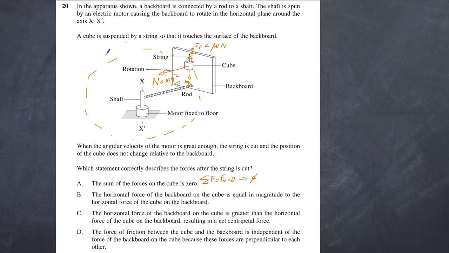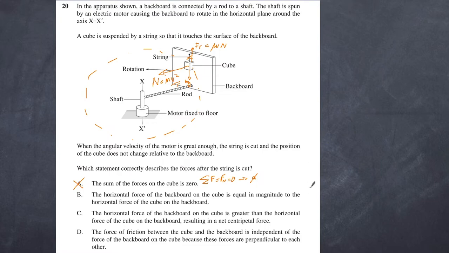It's going in a circle. We have centripetal force acting inwards, which means the object is not staying in a linear path. It's constantly changing its velocity. So therefore, since it is accelerating, we cannot argue that the sum of the forces on the cube is 0. So A is incorrect. B, the horizontal force of the backboard on the cube is equal to the magnitude of the horizontal force of the cube on the backboard.